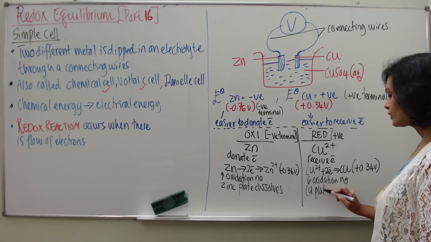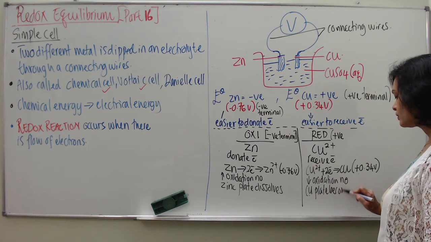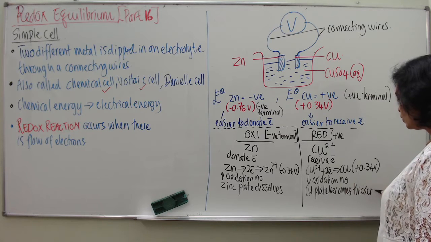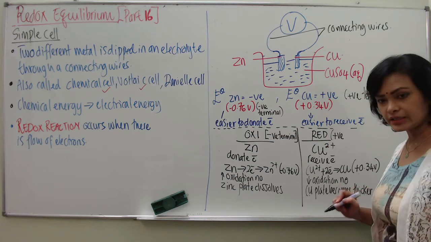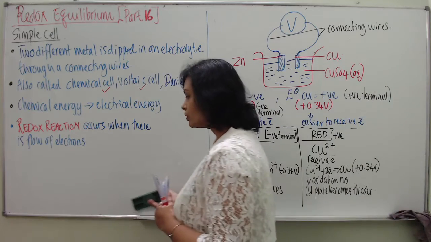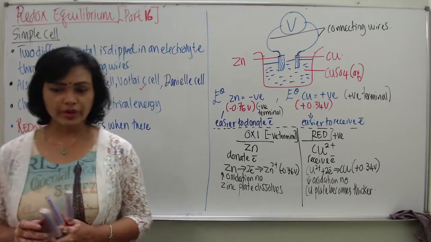or we can say that copper plate becomes thicker. Okay, copper plate becomes thicker. Now we have to write the full ionic equation for this reaction.